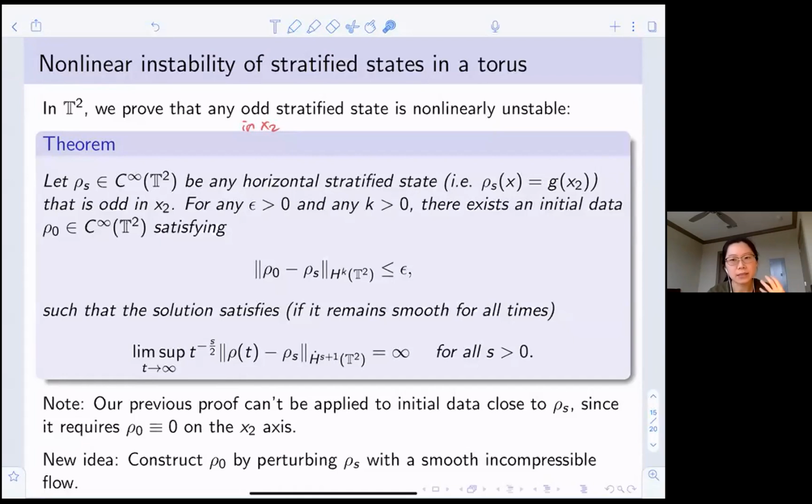And notice that we cannot directly apply our previous proof, because our setting there was that the initial data was pinned down to value 0 along the X2 axis. And we cannot create initial data satisfying this condition that are close to a horizontal stratified state, right? Therefore, we have to find some new approach. The new idea here is that starting from this rho s, we want to perturb it a little bit to create a rho 0, where rho 0 is obtained by perturbing it with some smooth incompressible flow.